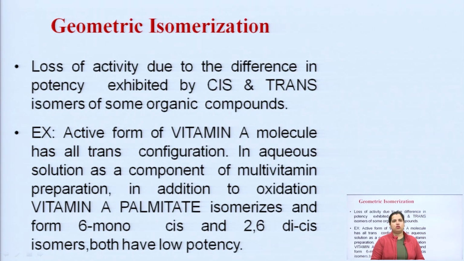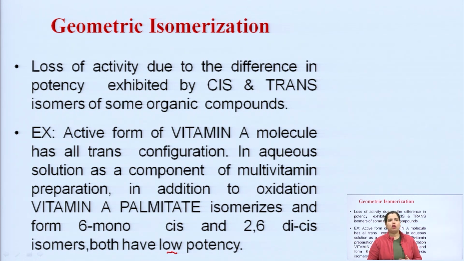Geometric isomerization. There is loss of activity due to the difference in potency exhibited by the cis and trans isomers of some organic compounds. For example, the active form of the vitamin A molecule has the all-trans configuration. Conversion from trans to cis configuration is an example that comes under geometric isomerization.